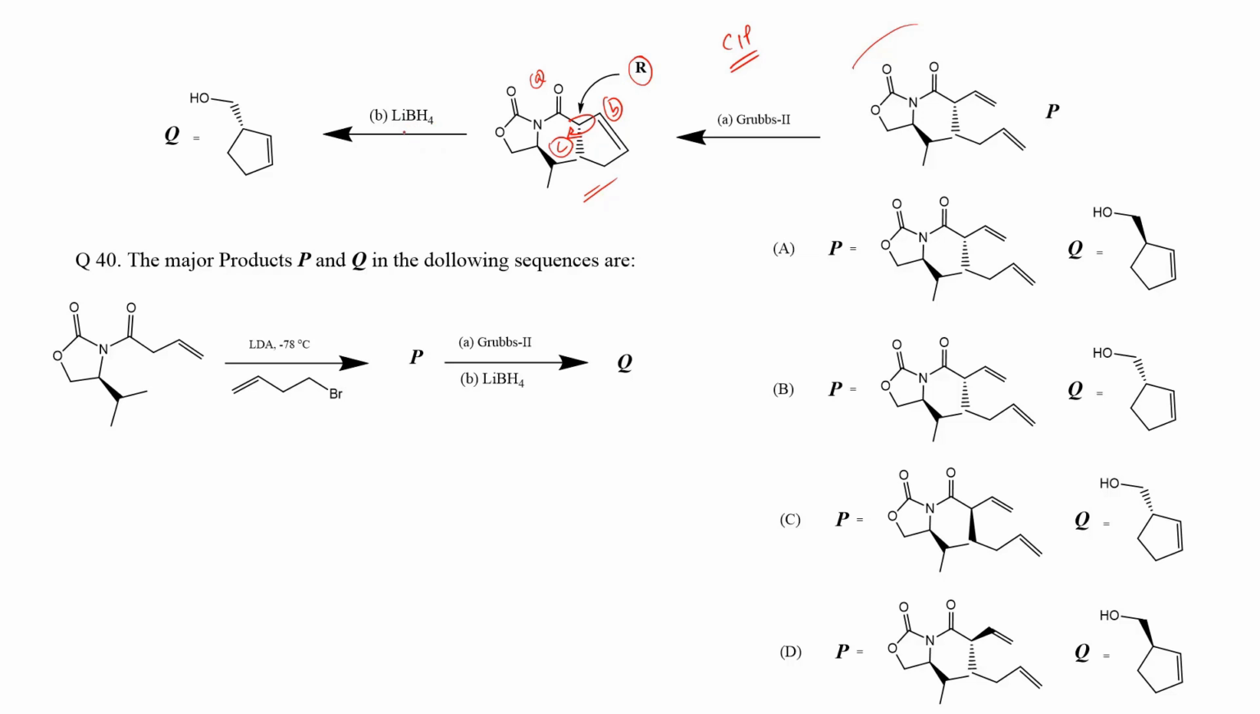Now, with the lithium borohydride reduction, first it will form the acid, which is not stable, and then it will directly give us the alcohol. In both cases the group will be down, here and here. The answer will be B.